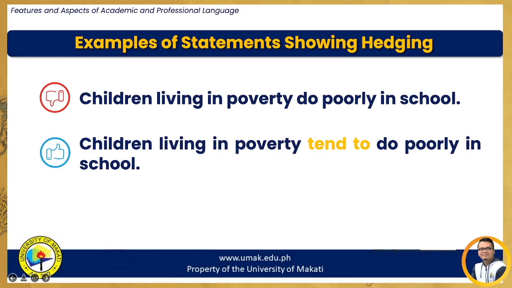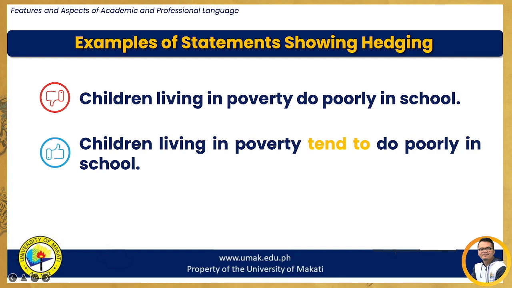Here are some examples of statements showing hedging. In the sentence, "Children living in poverty do poorly in school." Do all children living in poverty do poorly in school? Definitely not, and no research can collect the data about every child in the world. Also, a socioeconomic situation is only one of the factors that can determine children's performance in school.